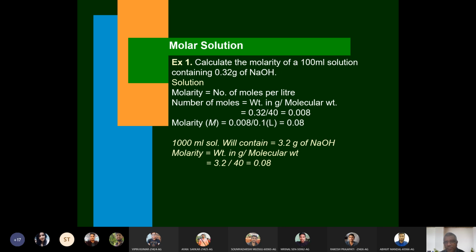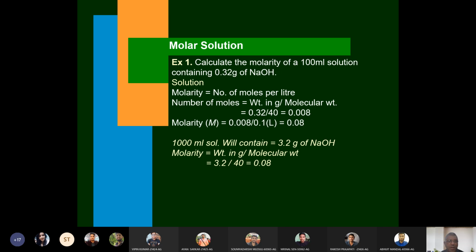Now, we straightway come to the numerical. Calculate the molarity of a 100 ml solution containing 0.32 gram of NaOH. By now, I think you can understand if you want to make a 2 normal, 2 molar, 3 molar, that many times molecular weight will be there in 1 liter solution. So that is the way to prepare. It is very simple to prepare molar solution. Now this is a numerical for you. Calculate the molarity of a 100 ml solution containing 0.32 gram of sodium hydroxide.